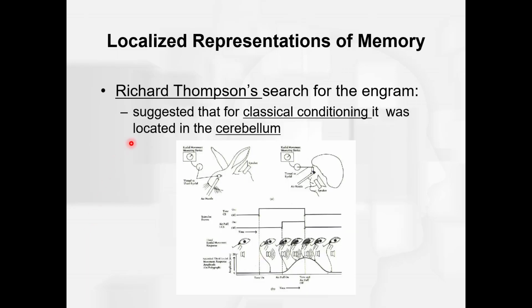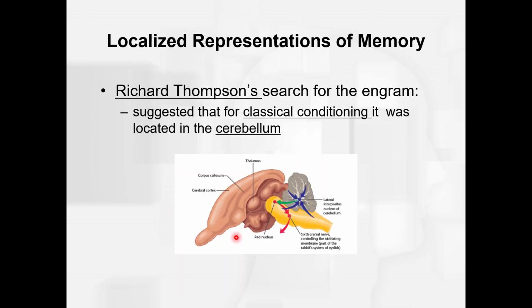Richard Thompson's search for the engram suggested that for classical conditioning, the location of that memory trace was found in the cerebellum. And that was reviewed in the previous video, and you can see a refresher of that paradigm shown here. Again, reminding you where the cerebellum is, showing you that this lateral interpositive nucleus was identified as the location of where the learning occurred, and it's within the cerebellum. And in order to actually have the behavioral response, this red nucleus was needed. And we're going to walk through the research that demonstrated that.